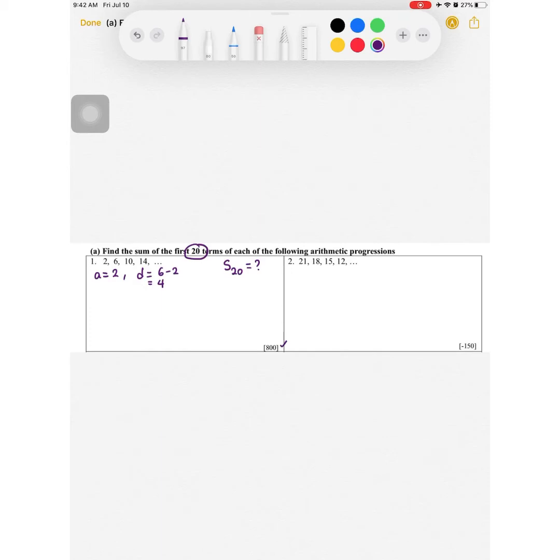Now using the formula Sn equals n over 2 times 2a plus n minus 1 times d, you know your n is 20. So you just need to replace everything inside the formula: 20 over 2, times 2 times 2 plus 20 minus 1, and our d is 4. You just need to take your calculator and you will get the answer equals 800.